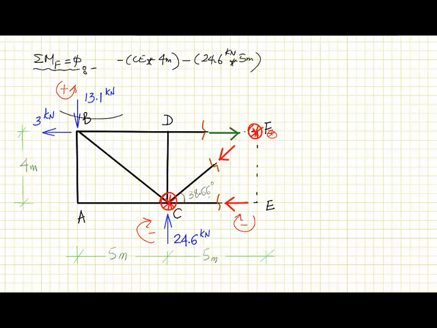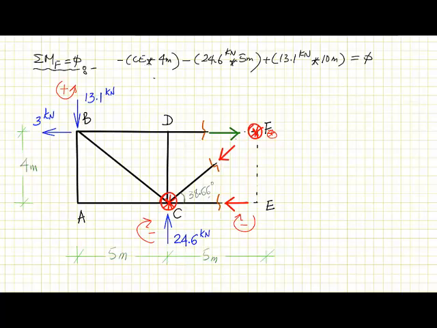Then we have this force, which is positive, so plus 13.1 kilonewton multiplied by the distance between this and this, which is equal to 10 meters. So we'll just isolate CE and see how much the value is.